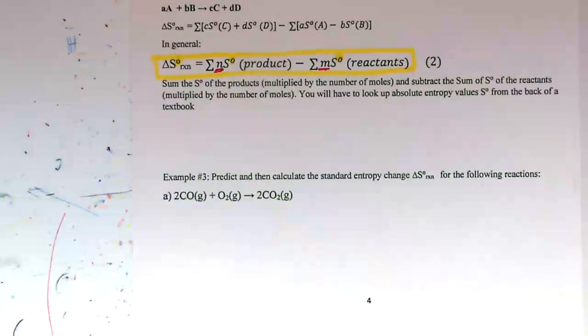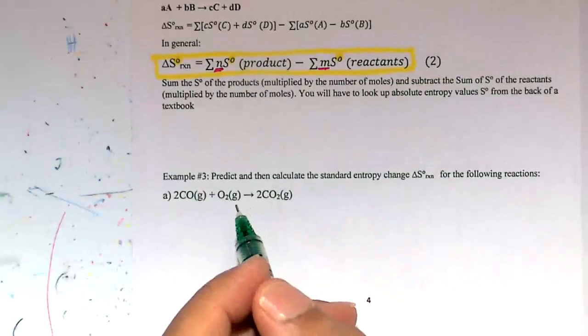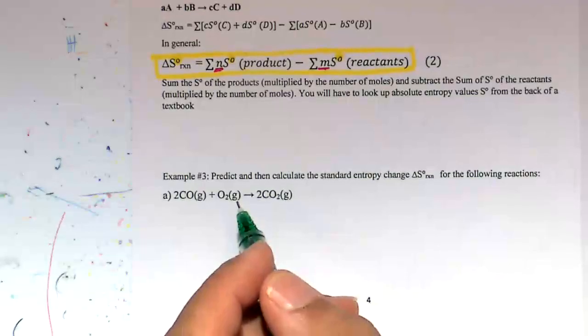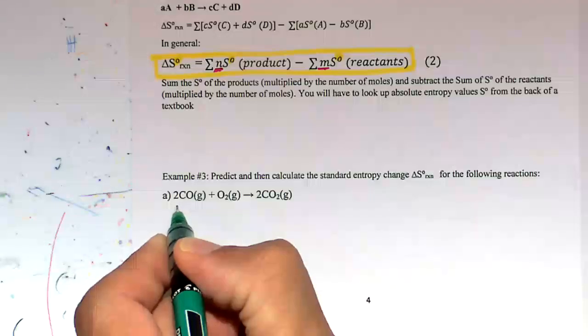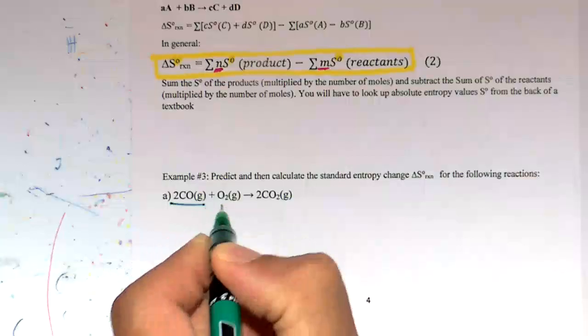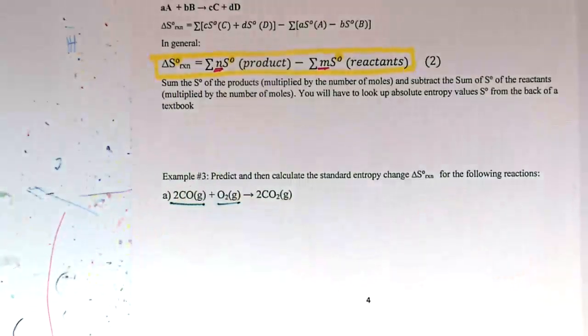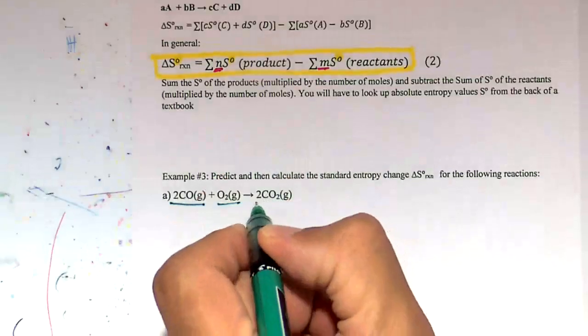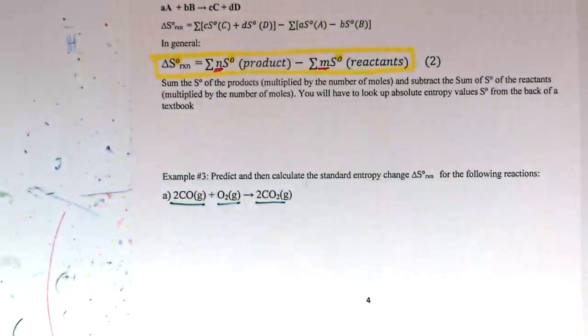Predict and then calculate the standard entropy change for the following reaction. All right, let's predict first. Remember, entropy means disorder. We have 2 gas plus 1 gas, so that's 3 gases going to 2 gases. Is that more order or more disorder? This will be more order. Going from 3 to 2 is more order.